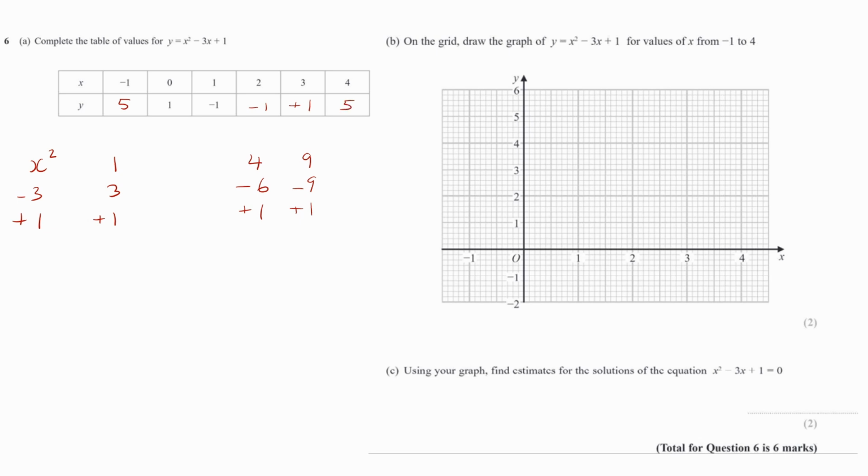Right, so minus 1 comma 5 is going to be plotted over here. 0 comma 1 goes through here. 1 comma minus 1, then 2 comma minus 1. So we already know it's not going to be totally flat here. It's going to go below this. 2 comma minus 1. 3 comma 1. And 4 comma 5. So 4 comma 5 is up here. Now we just join these with a smooth curve.